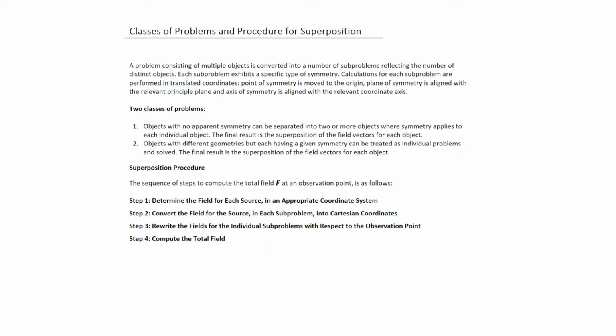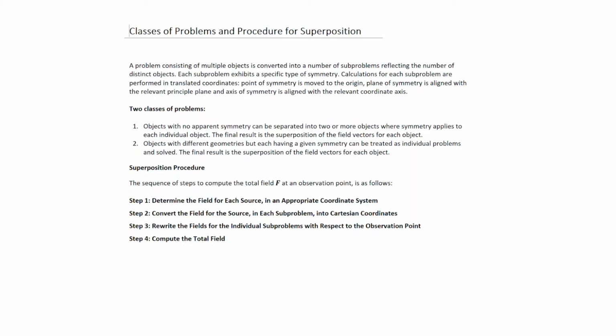All right, what are the classes of problems and the procedure for superposition? A problem consisting of multiple objects is converted into a number of subproblems reflecting the number of distinct objects. So for instance, if you had a sphere and a cylinder, then basically a sphere would be one problem and the cylinder would be a second problem.